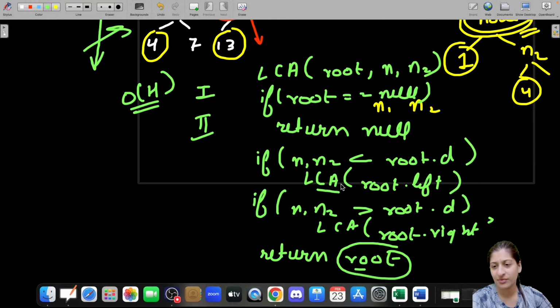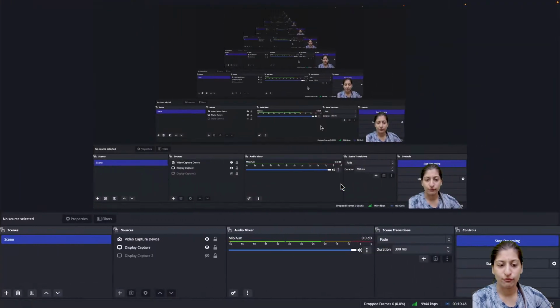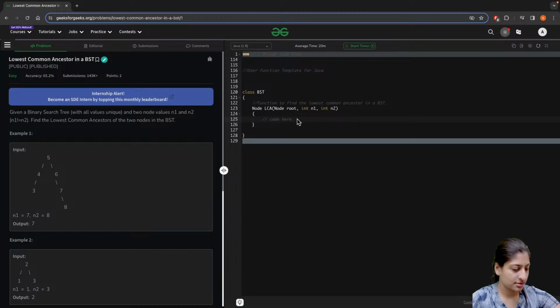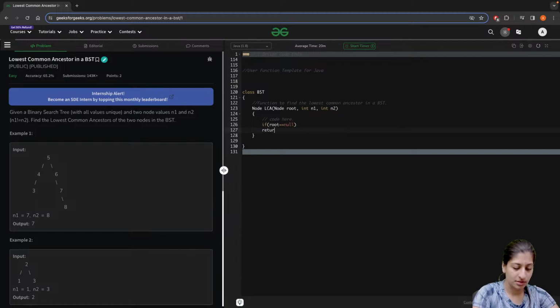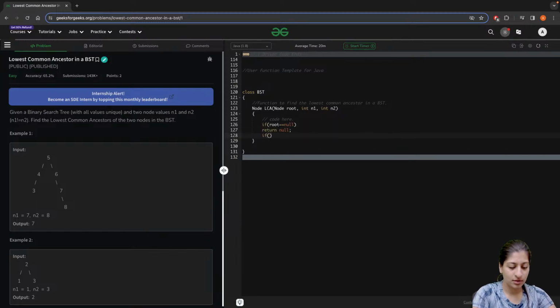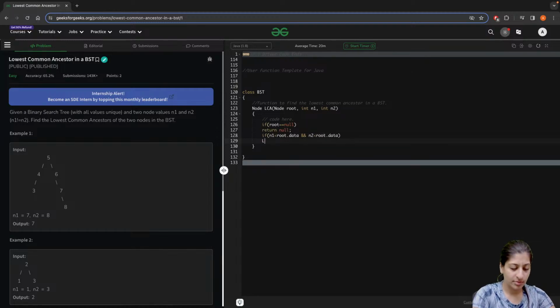It's exactly what I have written, obviously in a better form. So let us start with it, starting off with the base case condition. If root is null, return null. If n1 is less than root dot data and n2 is also less than root dot data, you recursively make a call to root dot left and n1 and n2 as it is.